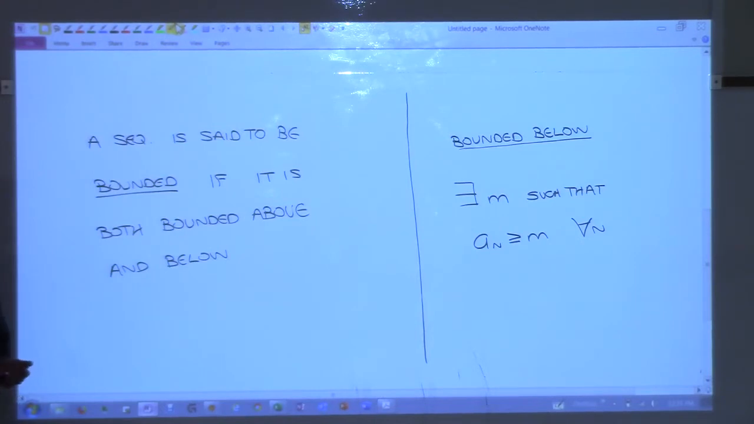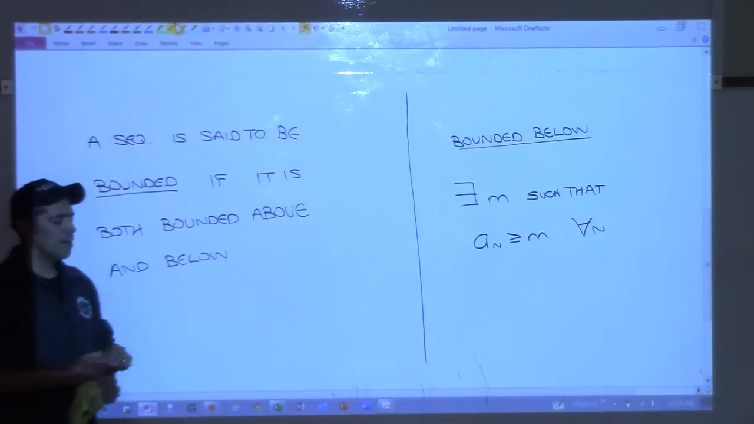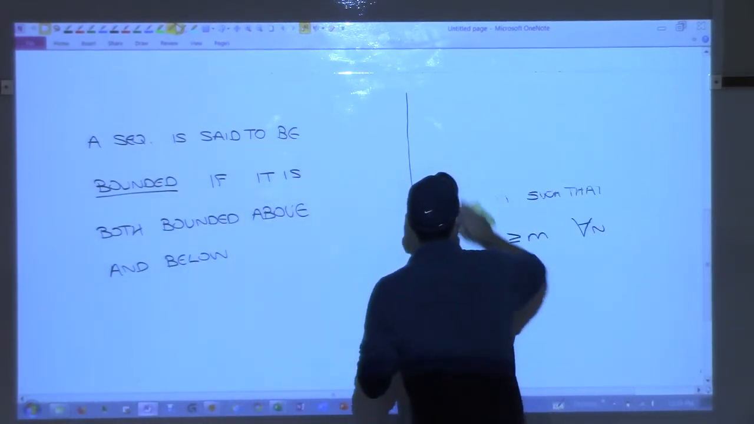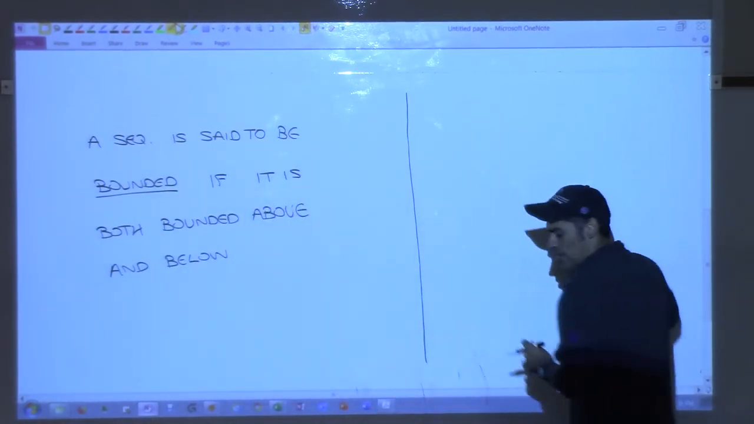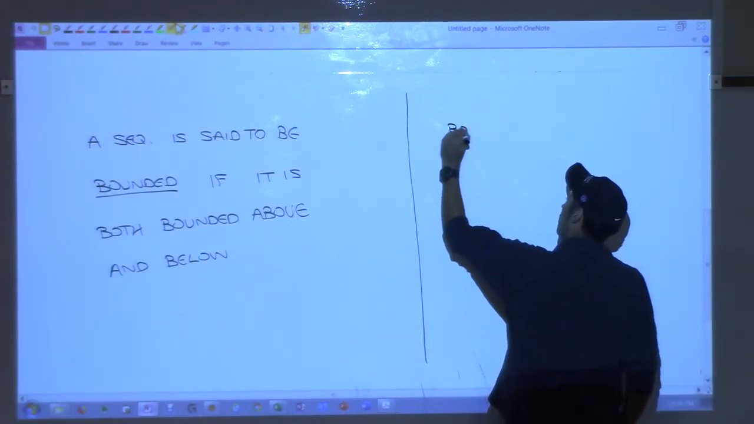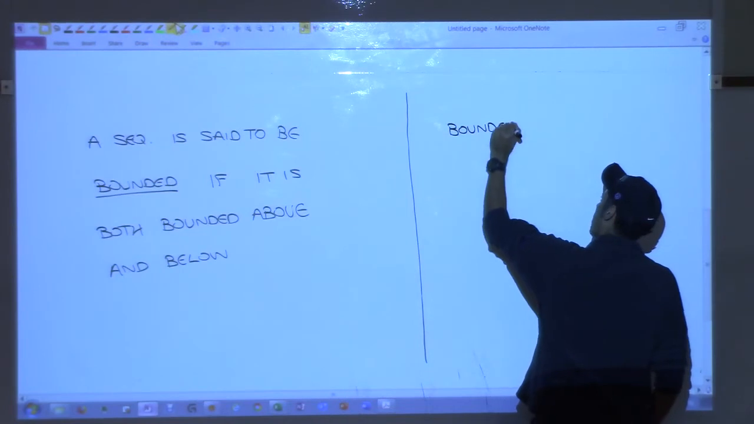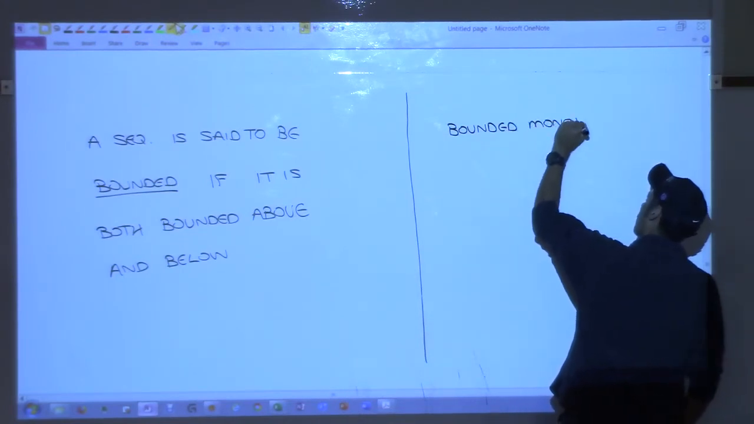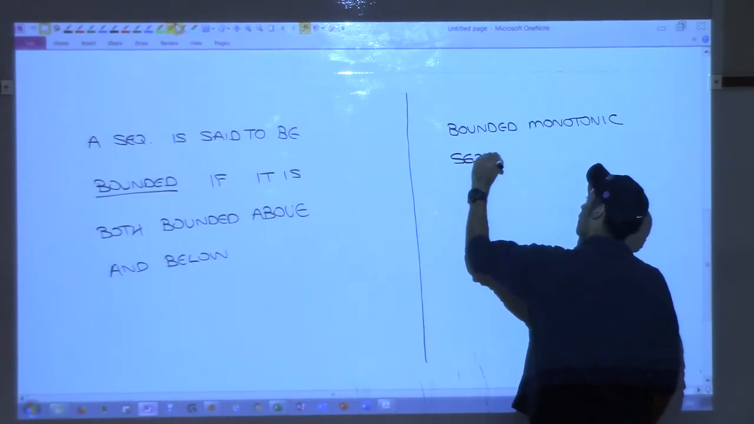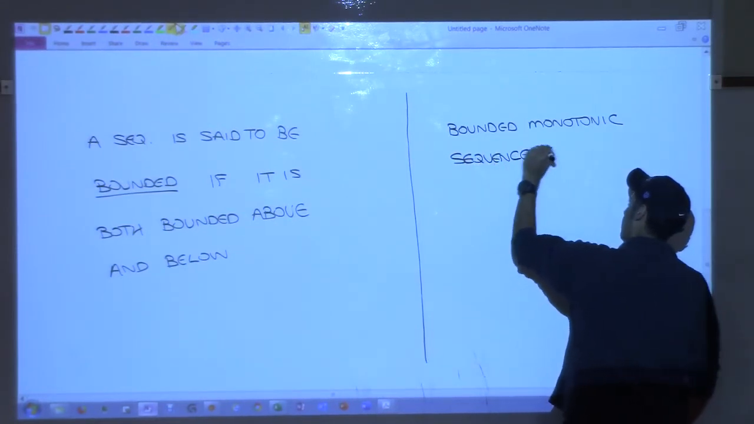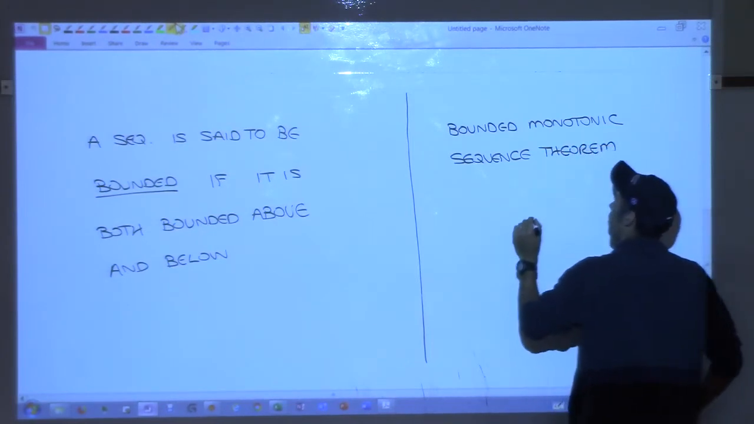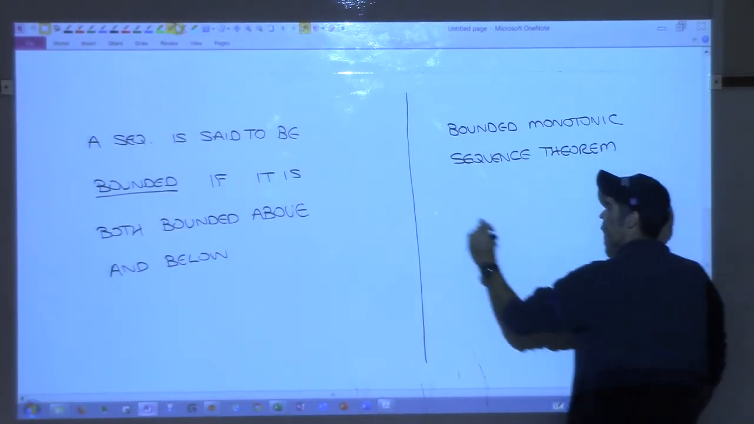Okay? And I'm going to stop with just the final theorem, or this is the first theorem of the section, but this is kind of the result. We'll work with this next time. It's the bounded monotonic sequence theorem. And here's what it says.